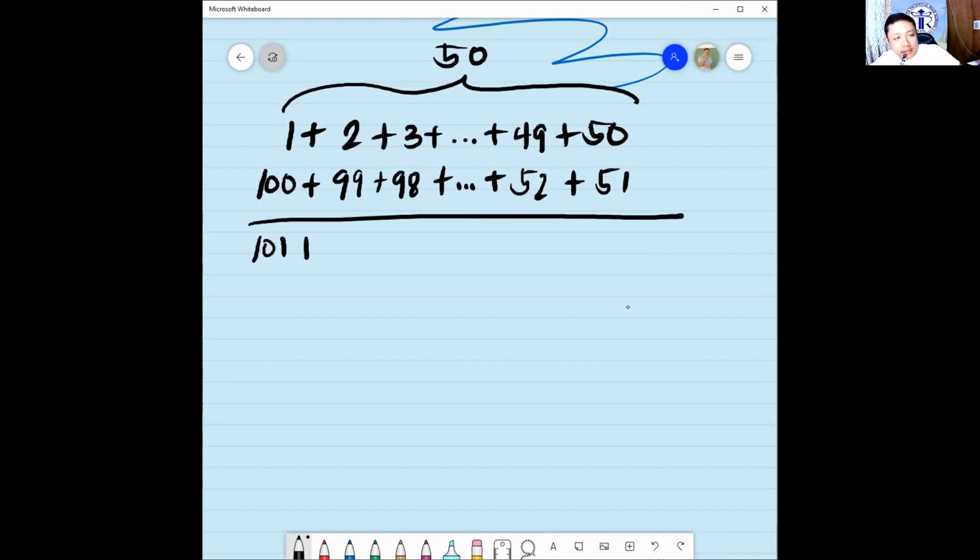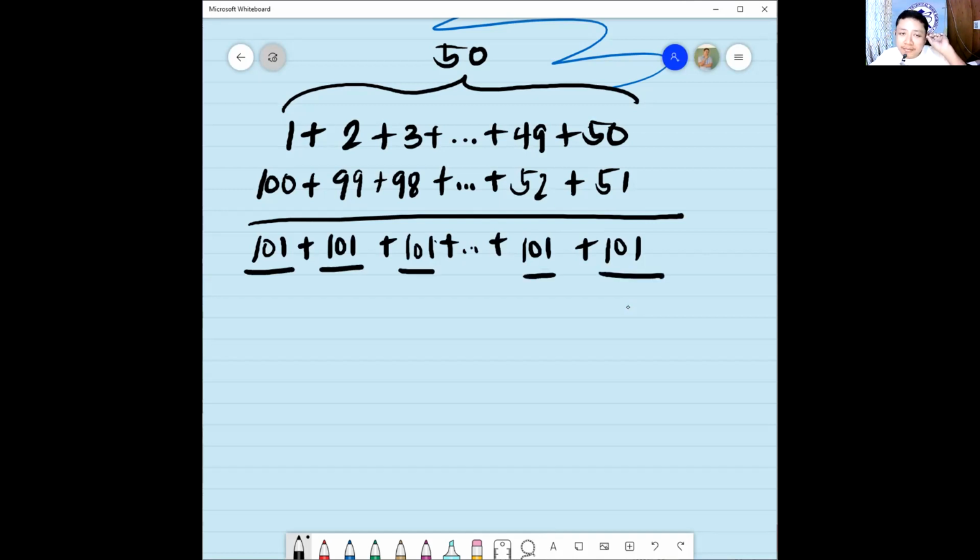And then 99 plus 2, it's 101. Plus 98 plus 3, that's 101. Plus dot, dot, dot. 49 plus 52, 101. Plus 50 plus 51, that's 101 po. So, 101 po, all of the pairs of numbers. There are 50 pairs of numbers. So, I thought of multiplying 101 by 50 because there are 50 pairs of 101.